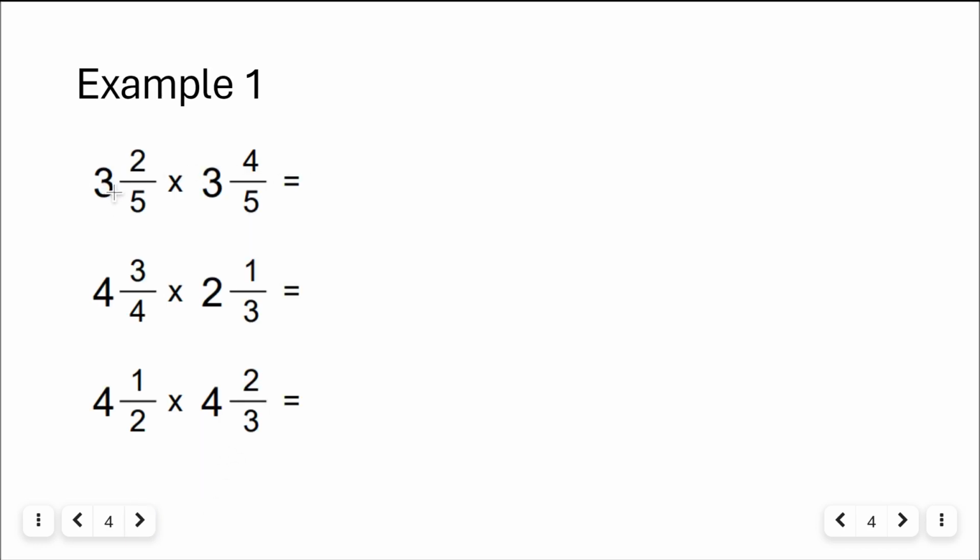All right, so let's try. 3 2/5 times 3 4/5. So we're going to convert first. 3 times 5 is 15, and 2 makes 17. So that's 17 over 5 times 3 times 5 is 15, and 4 is 19. 19 over 5. Okay, so the denominator is going to be 25. We're multiplying straight across. We can't cross cancel anything, but we got to do 17 times 19.